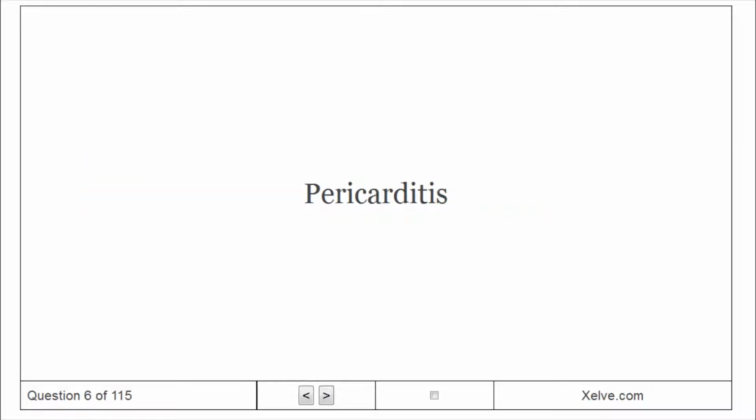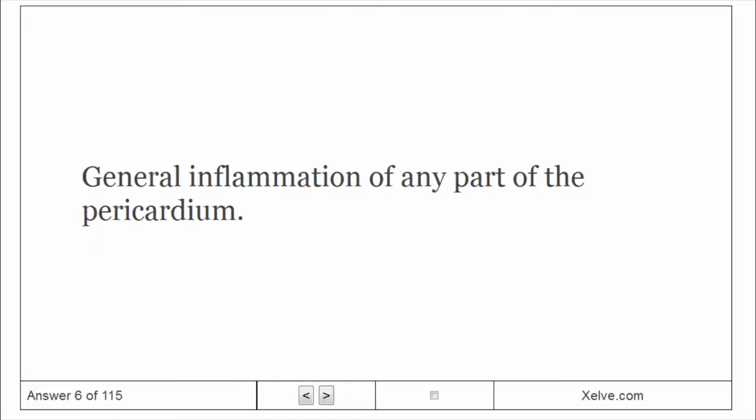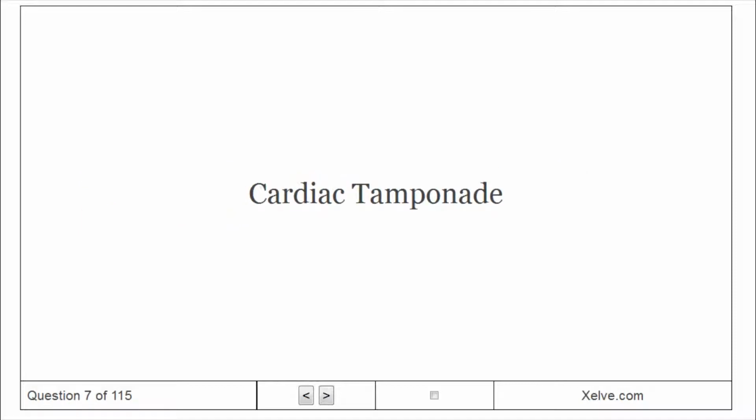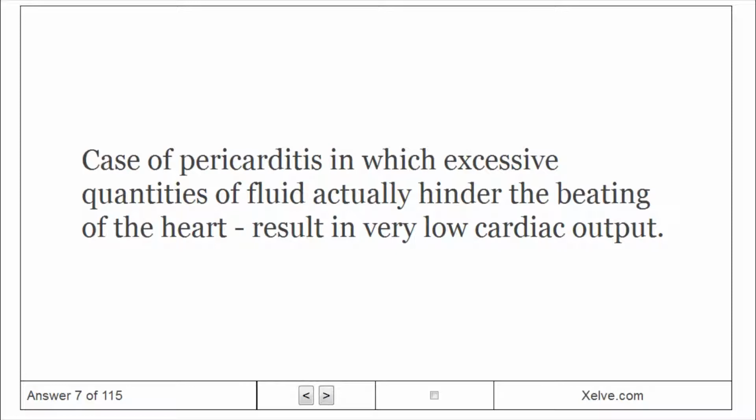Pericarditis. General inflammation of any part of the pericardium. Cardiac tamponade. Case of pericarditis in which excessive quantities of fluid actually hinder the beating of the heart, resulting in very low cardiac output.